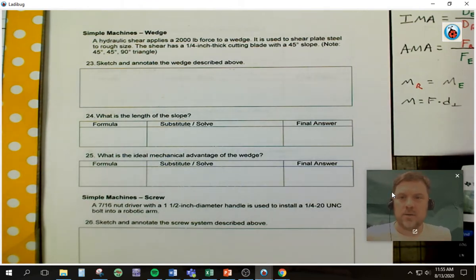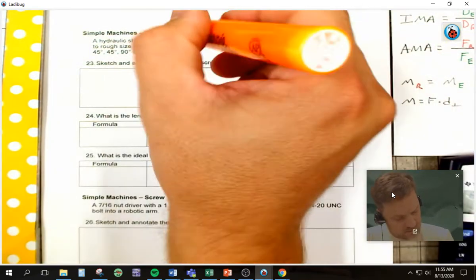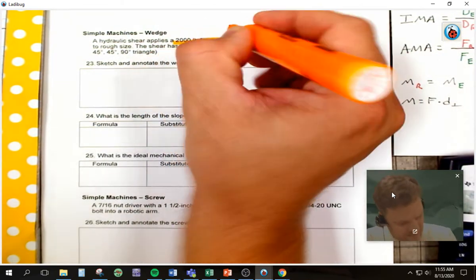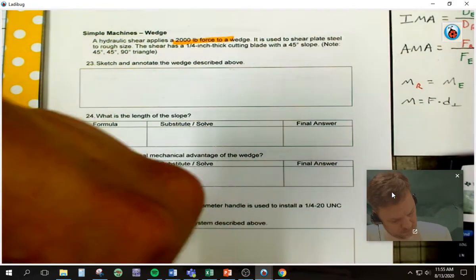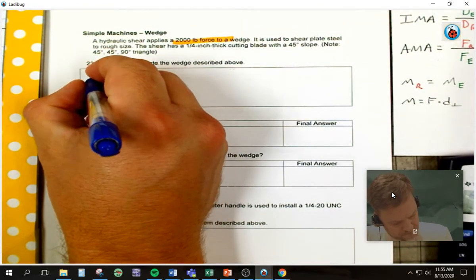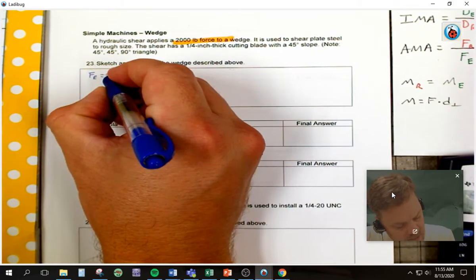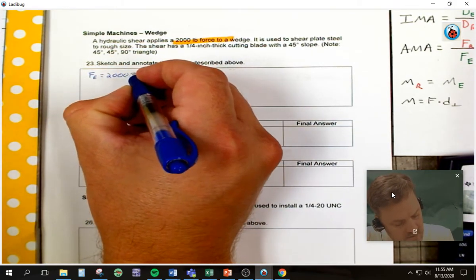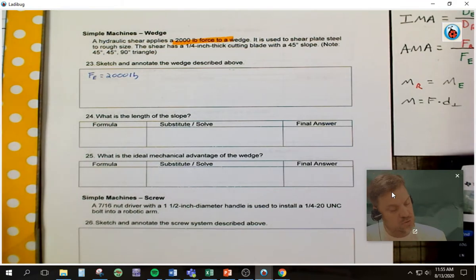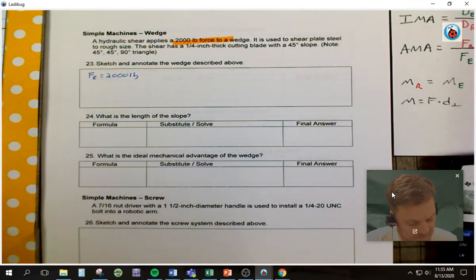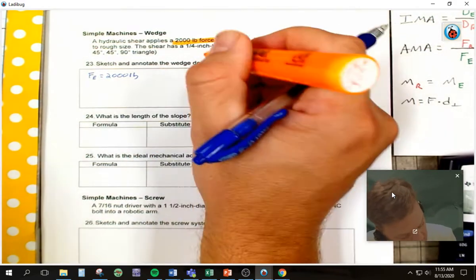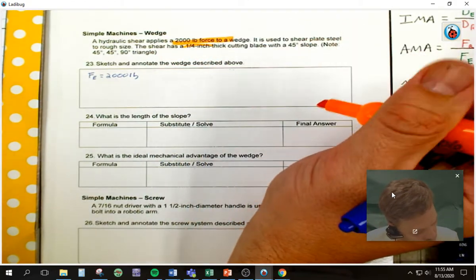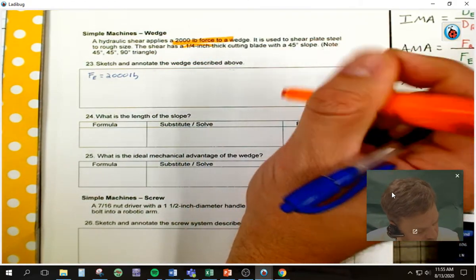We have a hydraulic shear that applies 2,000 pounds of force to a wedge. So applies means that is my force effort. So I'll write that down, 2,000 pounds. It is used to shear plate steel to rough size. The shear has a 1/4 inch thick cutting blade with a 45-degree slope.